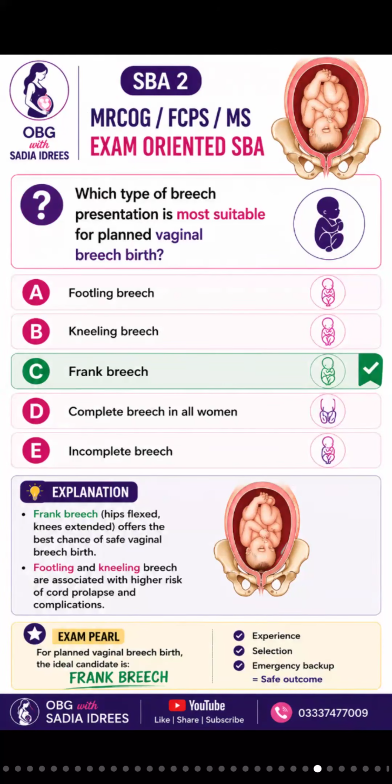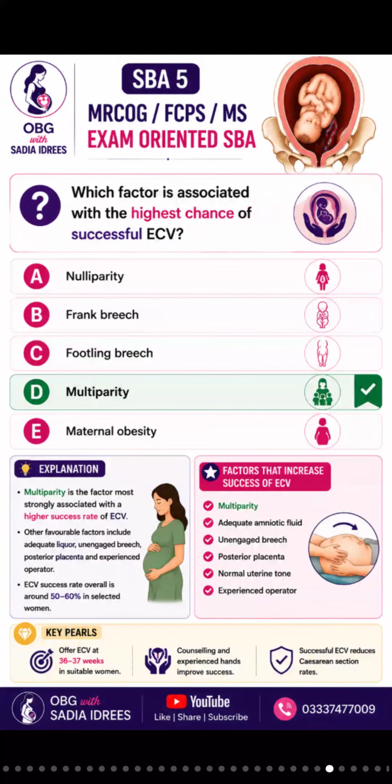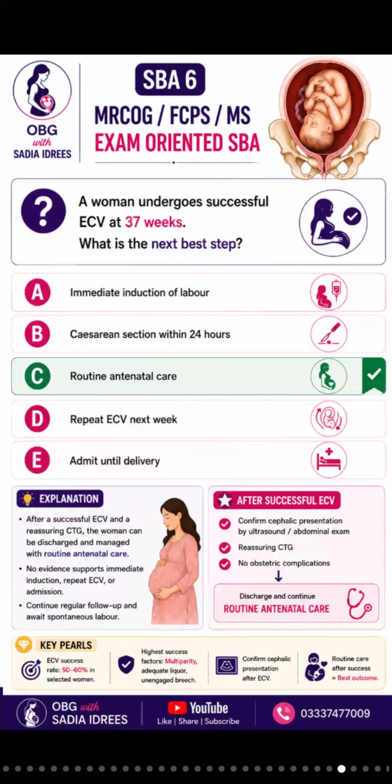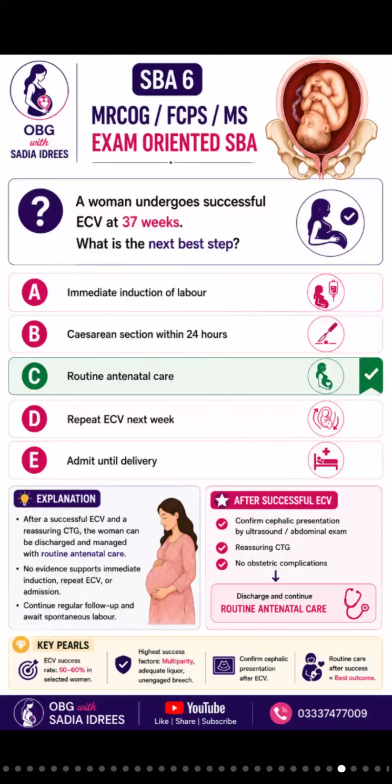Which factor is associated with highest chance of successful ECV? Multiparity. Most strong factor. Others are adequate amniotic fluid, unengaged breech, posterior placenta, normal uterine tone, and experienced operator. A woman undergoes successful ECV at 37 weeks. What is the next best step? Routine antenatal care. Ask the patient to come after 1 week.